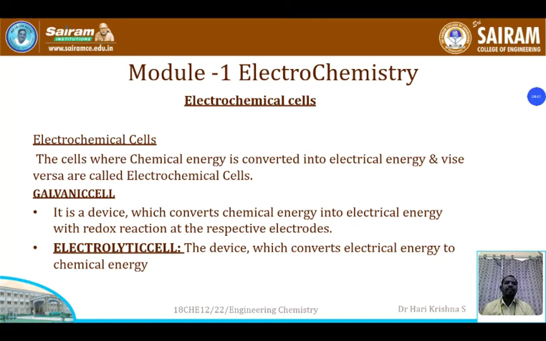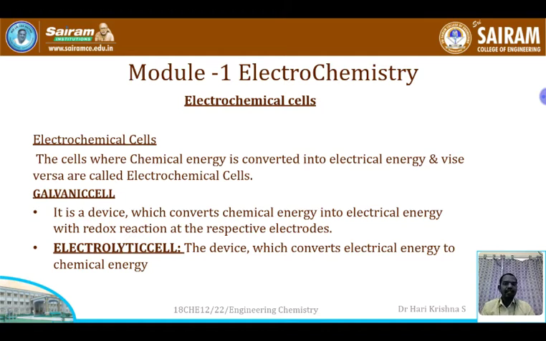Good morning. Today we're going to discuss our first module, electrochemistry. Electrochemistry is a separate branch of chemistry which mainly deals with redox reactions. So electrochemical cells are the cells where chemical energy is converted into electrical energy and vice versa. Vice versa means where electrical energy is converted into chemical energy.